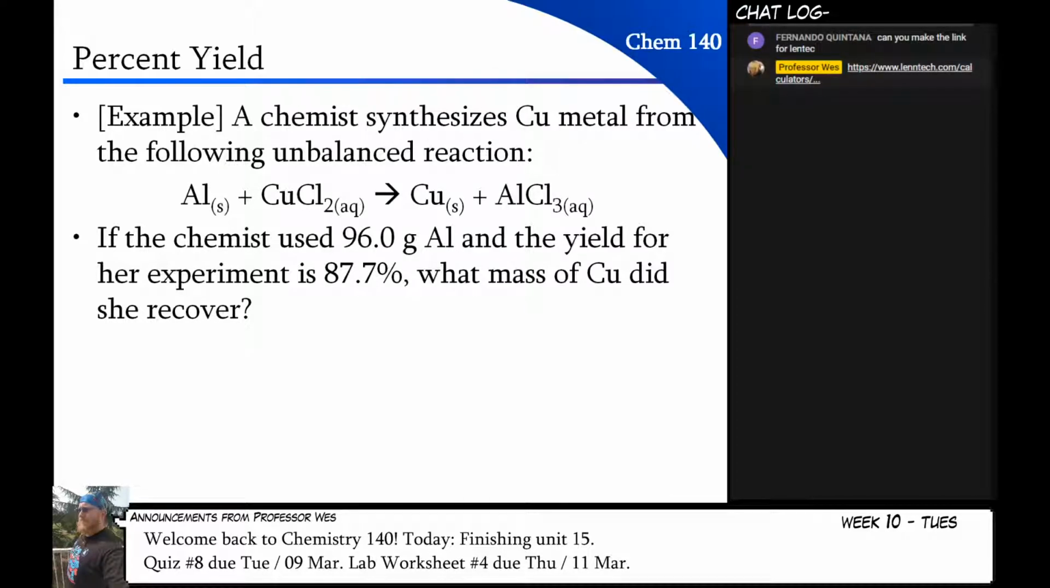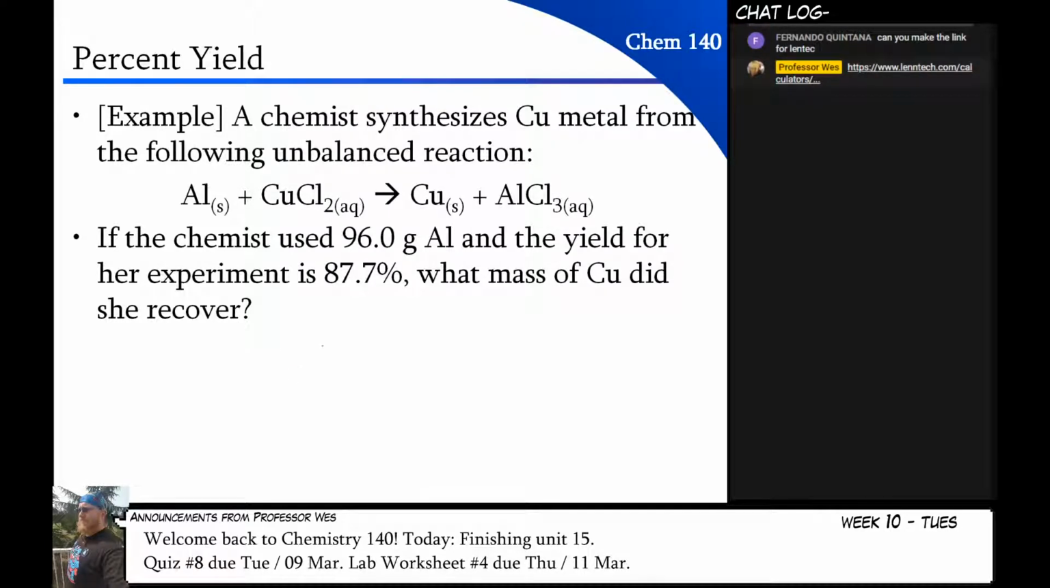All right, so let's suppose that I use 96 grams. Well, it says she. Okay, so let's suppose that this chemist used 96 grams of aluminum and had an 87.7% yield. So what mass of copper did she recover?